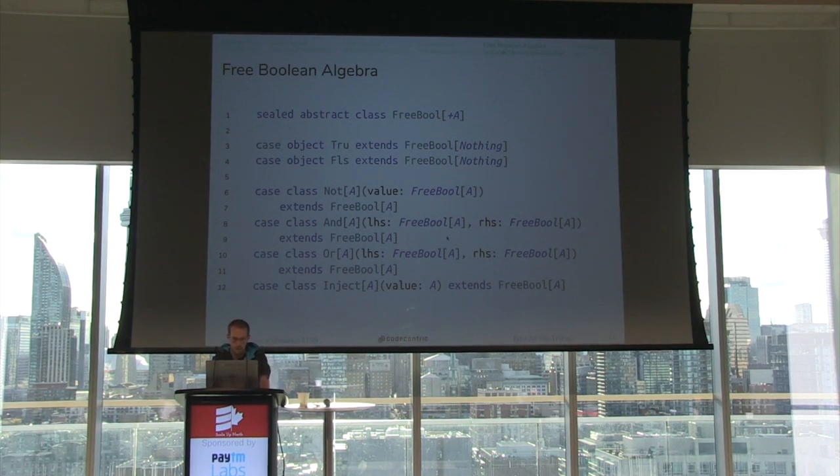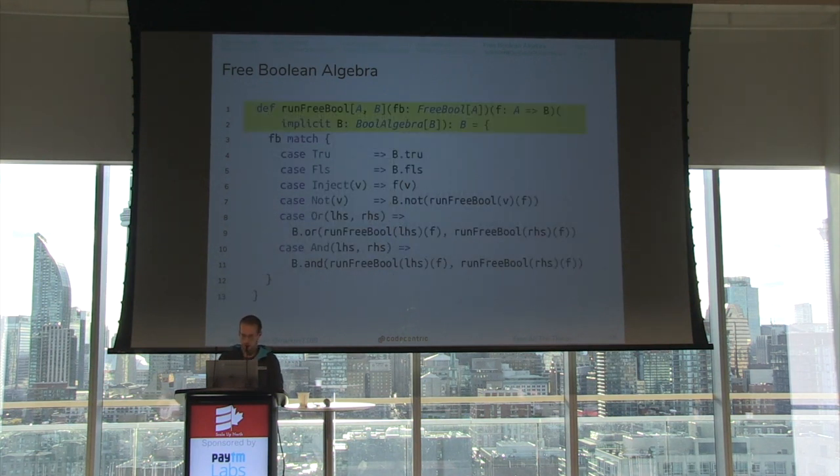There are no surprises here, so in the NOT case you just capture one value of FreeBool A, and in the AND case you just capture two values. And then we just need an interpreter for this. So again, we have our program of FreeBool A and some translation from A to B. And we just pattern match on our instructions. For true, we use the target Boolean algebra's true. For false, the same. For the inject case, we translate with our given translation function. For the NOT case, we call the target Boolean algebra's NOT and then recurse. And the same for OR and AND. We just recurse down.